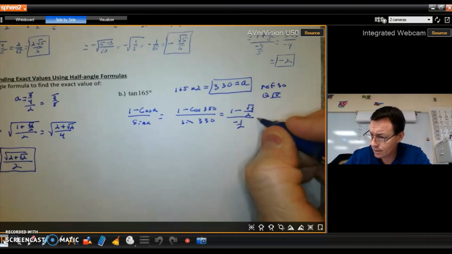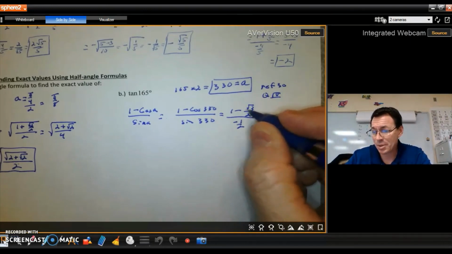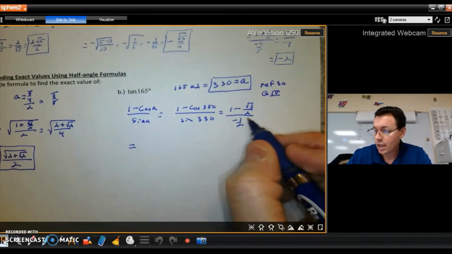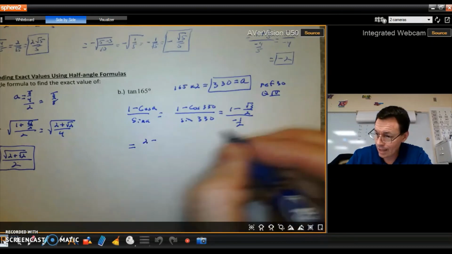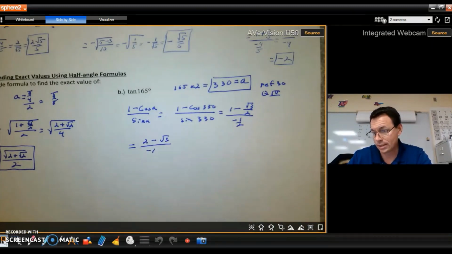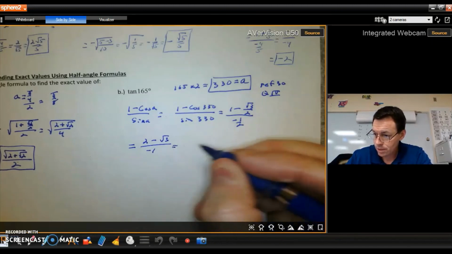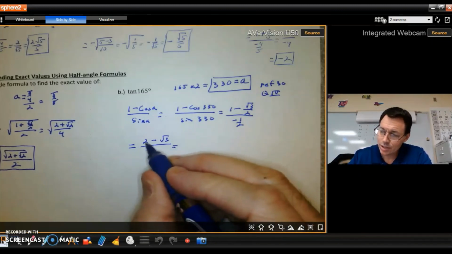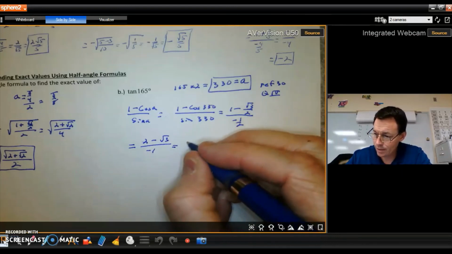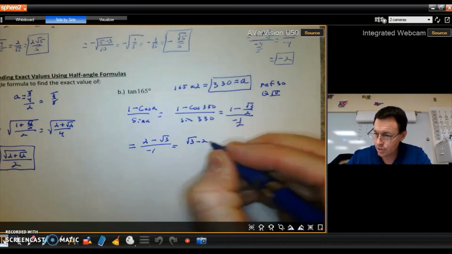And then what's going to happen? Again, I'm going to multiply everything by 2. I do not like that. I'm going to bring it down here. I'm going to multiply everything by 2. 2 minus radical 3 over negative 1, which is, just let both of these things be divided by that negative 1. I am going to rewrite this as radical 3 minus 2.